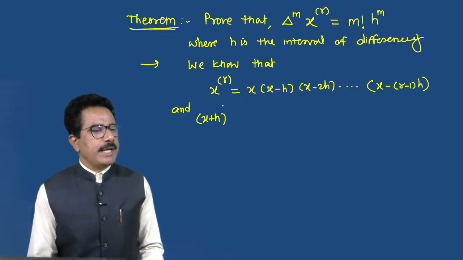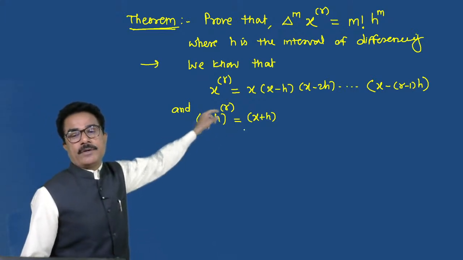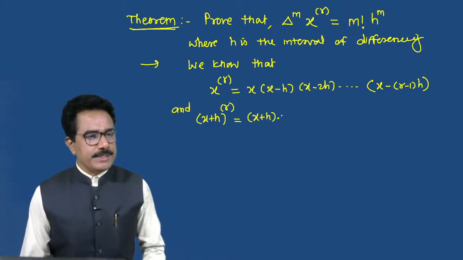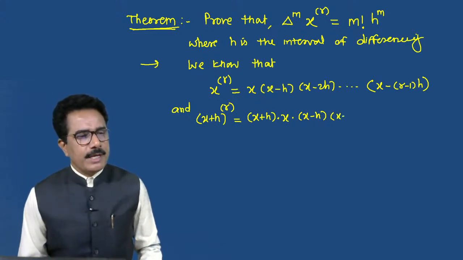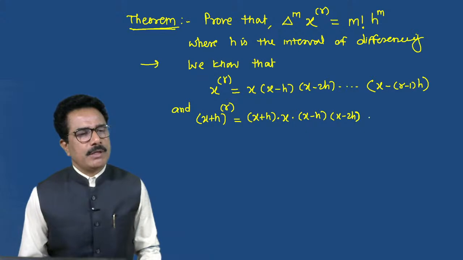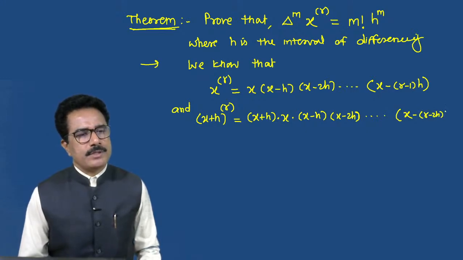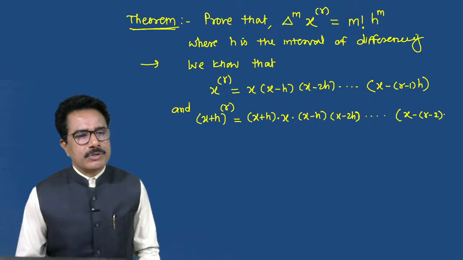(x plus h) raised to r factorial means x plus h. This is the first term. First term must be x plus h. Then decrease by h, means x into x minus h. Decrease by h; h is the decreasing factor. x minus 2h, dot dot dot, in a bracket x minus (r minus 2) into h.